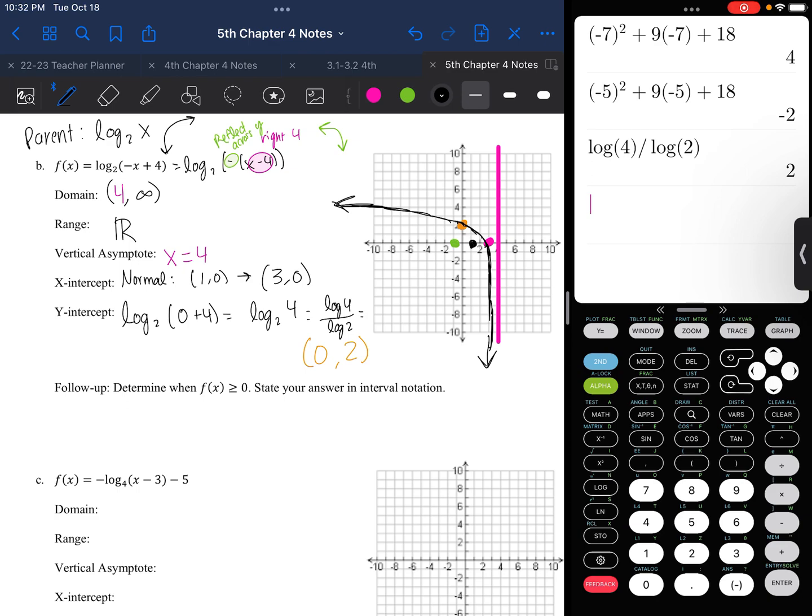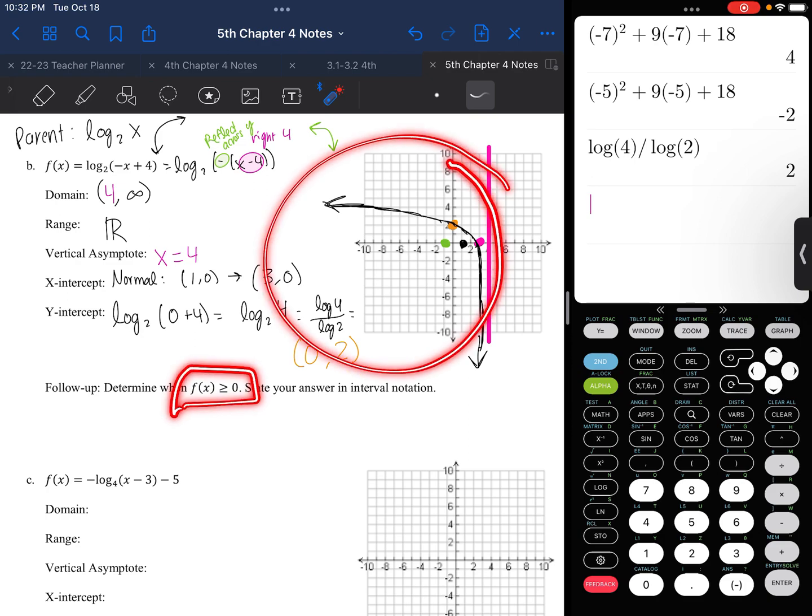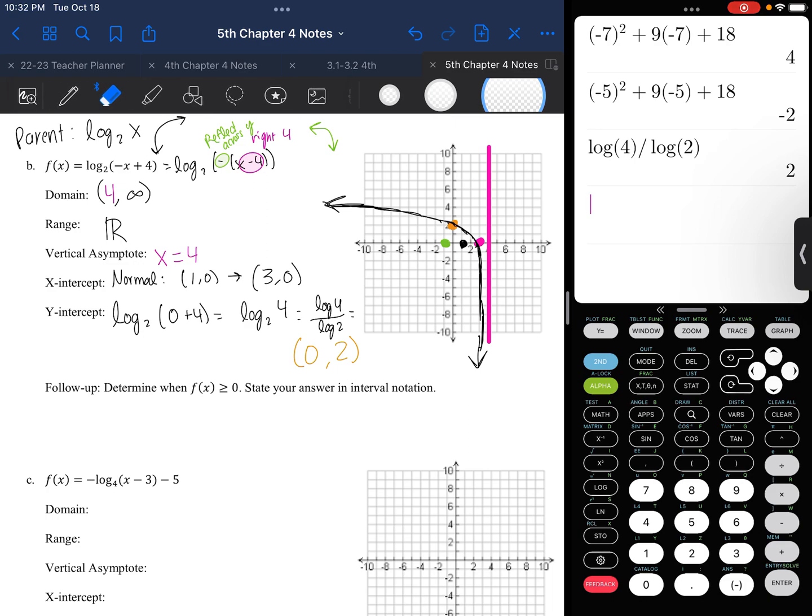So follow up, determine when f of x is greater than or equal to 0. So what this is asking you is, when is this above the x-axis? What x values is that true for? And that is from negative infinity all the way up until that x-intercept at 3. And in fact, it's equal to 0 there. So you can go ahead and bracket that one. Okay?